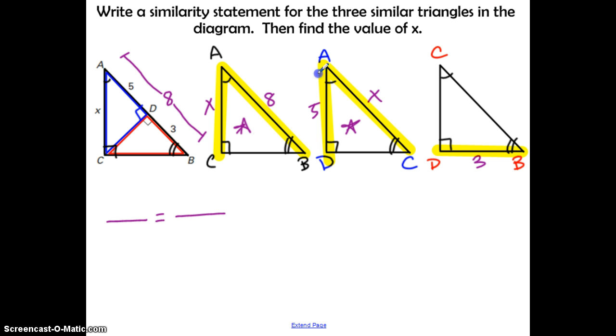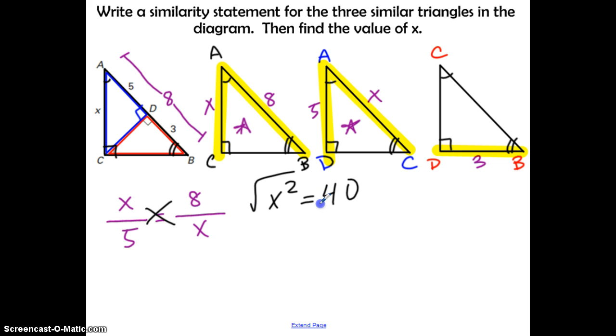Now X corresponds to 5, then we have 8 corresponds to X. Then we're going to cross multiply, and we end up with X squared is equal to 5 times 8, which is 40.